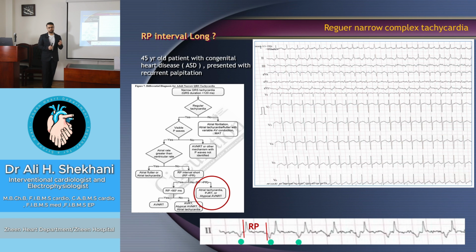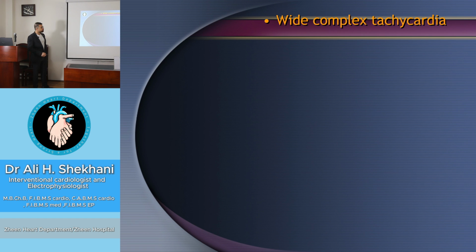If you have one P wave per QRS, look for the RP. If the RP is short, it's AVNRT. If it is long, it could be atrial tachycardia, atypical AVNRT, or PJRT, which is an accessory pathway, this one. So I finished the narrow complex tachycardia.